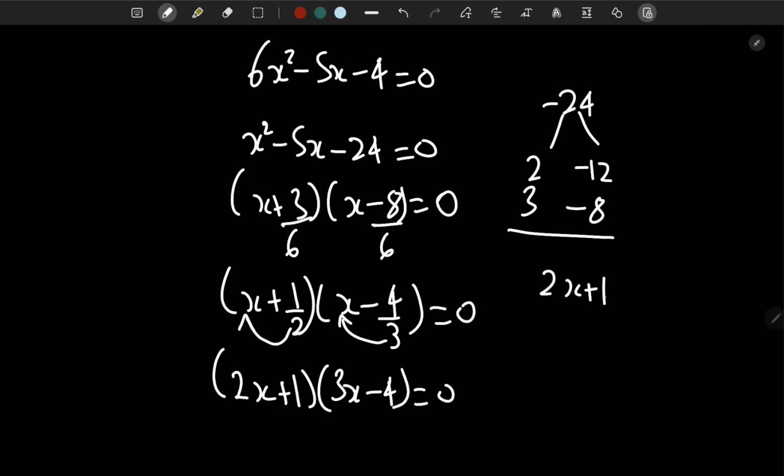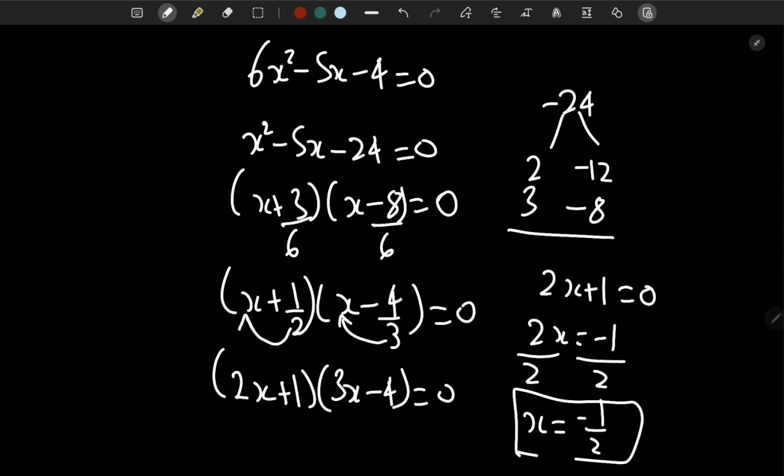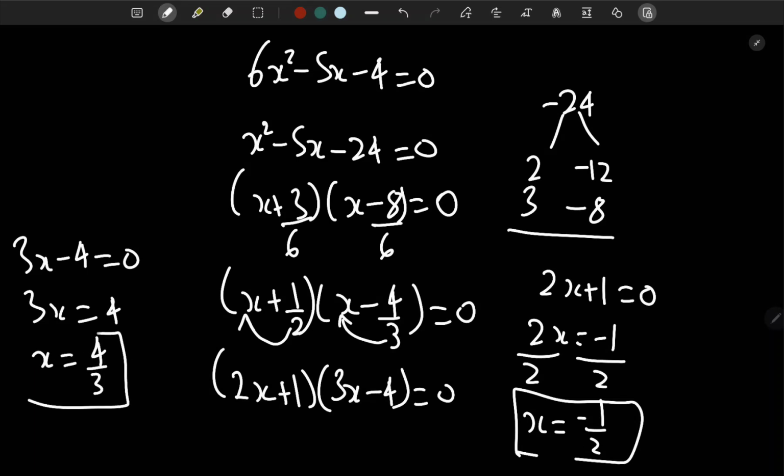Now 2x plus 1 is equal to 0, so 2x is equal to negative 1, divide by 2 both sides, so x is equal to minus 1 over 2 for one of the x's. Now for the other one, we are going to do 3x minus 4 is equal to 0, 3x is equal to 4, x is equal to 4 over 3, and this is the answer.